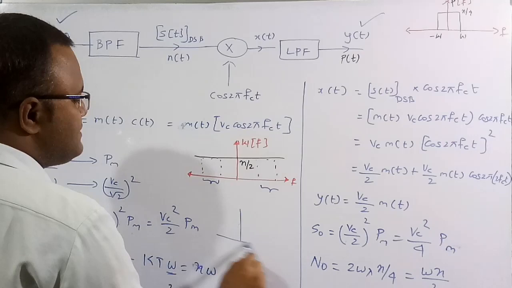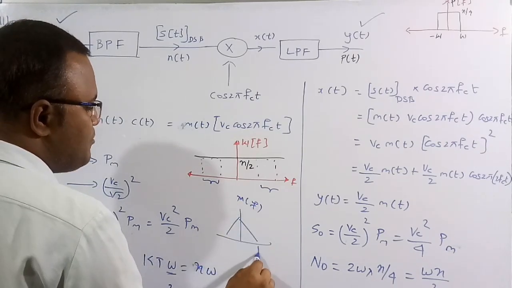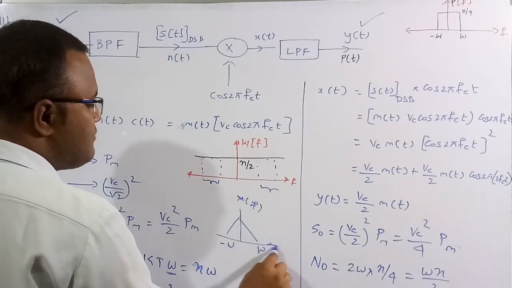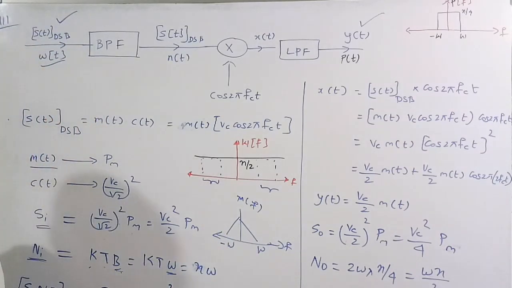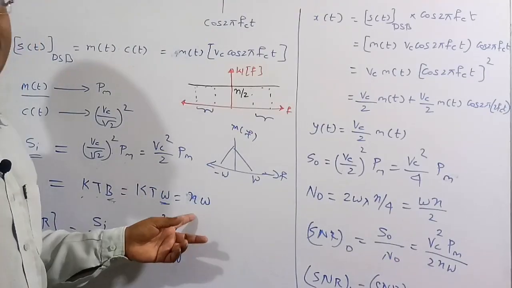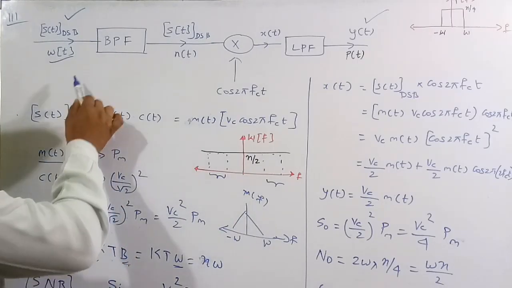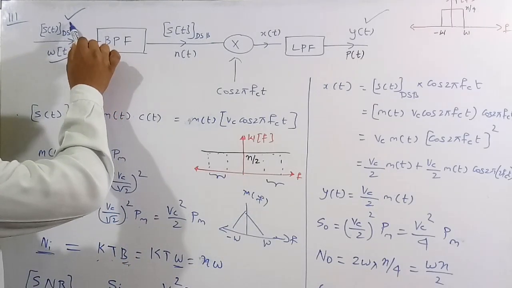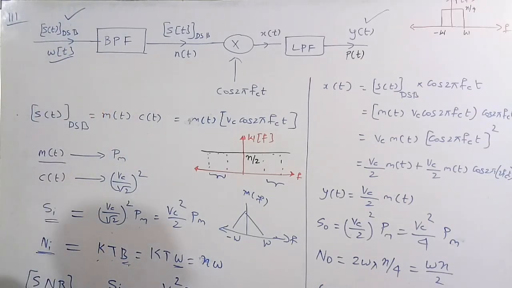Let me assume this is the message signal M of f, which has a bandwidth of W, from minus W to W. So the bandwidth of this message signal is only W, and instead of B I replace it by W. So KT into W. I am going to assume KT is equal to eta for convenience, so eta into W. For the input, I know the input power in the signal and also the input power in the noise. So I need to find the signal to noise ratio, meaning signal power by noise power.